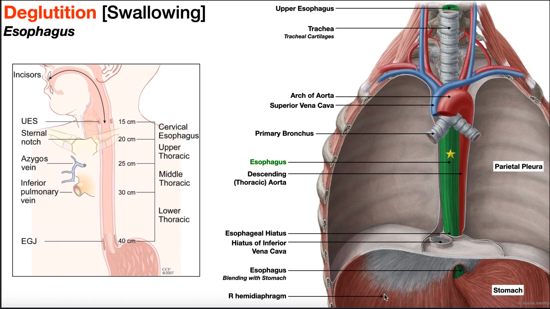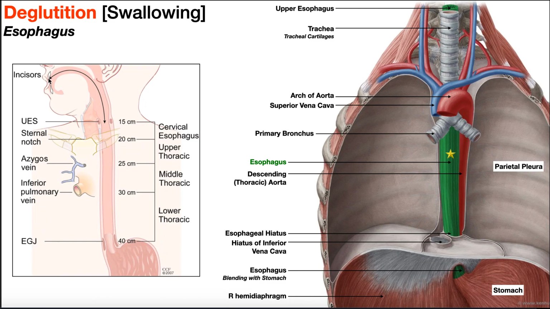And then of course down here you have the right hemidiaphragm, which is the right half of the diaphragm. Now this picture on the left here is showing for an average person the distances between the upper incisors here, so basically the mouth, ultimately to different parts of the esophagus and all the way down to where the esophagus blends into the stomach at a region roughly at the lower esophageal sphincter called the esophageal gastric junction.